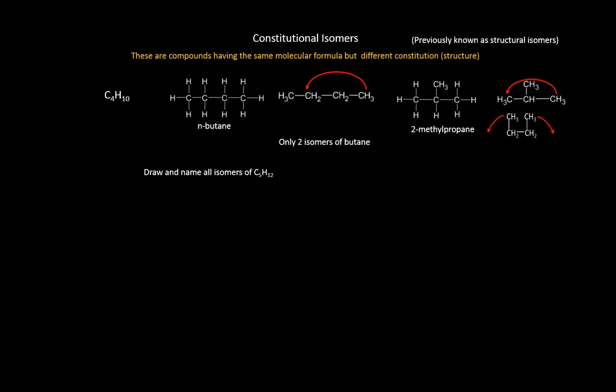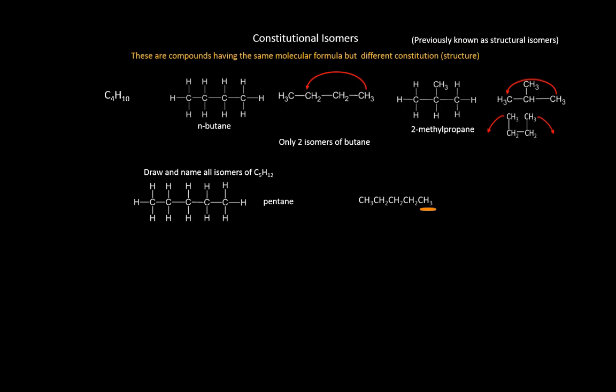Try this. Draw and name all isomers of C5H12. You should pause here, try this on your own, and then come back and see how you did. The simplest isomer is the straight chain, which is pentane. Here is the condensed version.